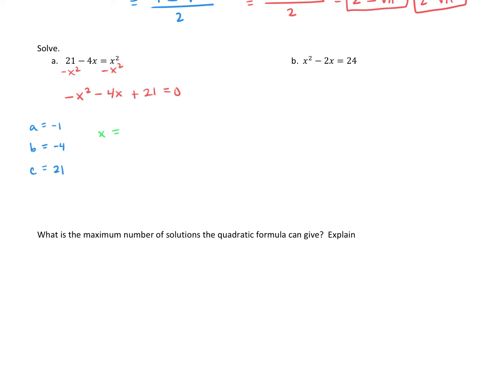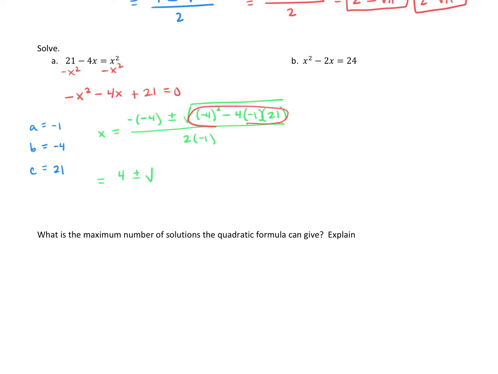So x equals negative b, so negative parentheses, plug in your b value of negative 4, plus or minus the square root of b squared, so negative 4 squared, minus 4ac, so minus 4 times plug in a negative 1 for a and a 21 for c, all over 2a. All right, we simplify first by doing that negative 4 turns positive 4, plus or minus the square root of.